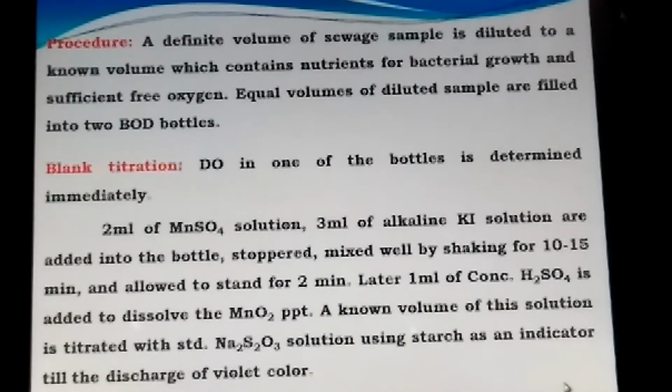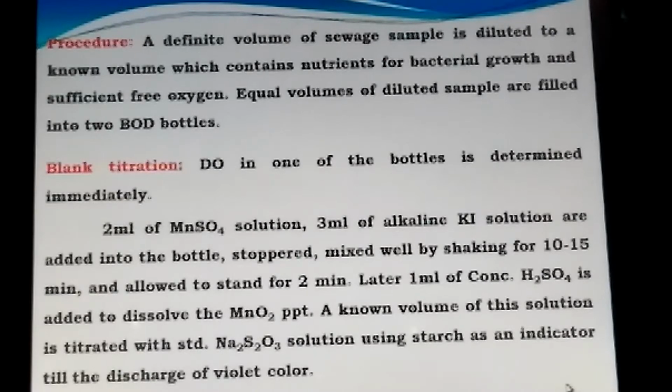A definite volume of sewage water is diluted to a known volume, and then this diluted water sample has to be equally divided and filled in 2 BOD bottles. In the first bottle, the dissolved oxygen content has to be determined immediately, and the second bottle has to be kept for the incubation period, that is for 5 days at 20 degrees centigrade for the growth of bacteria.